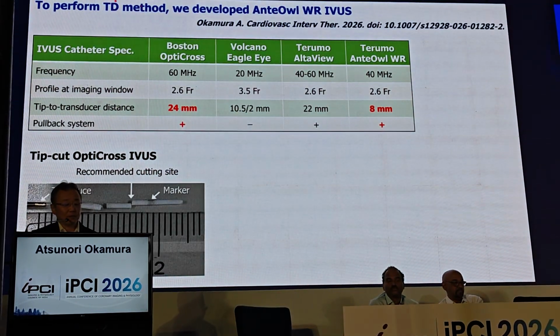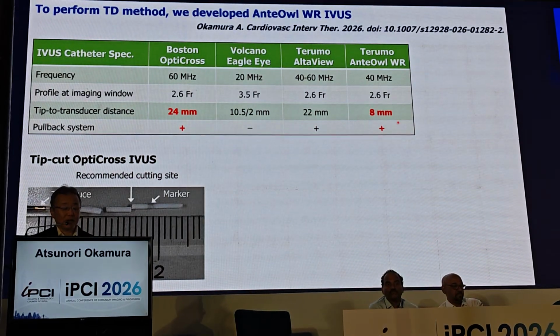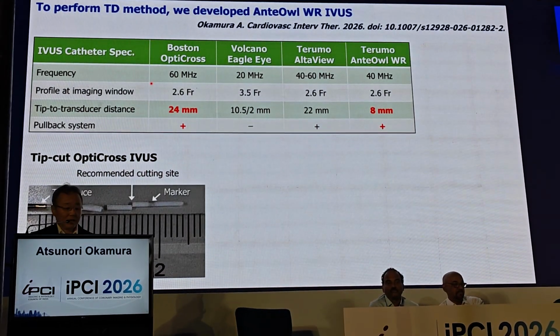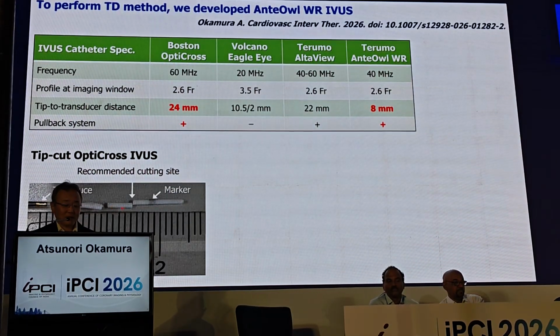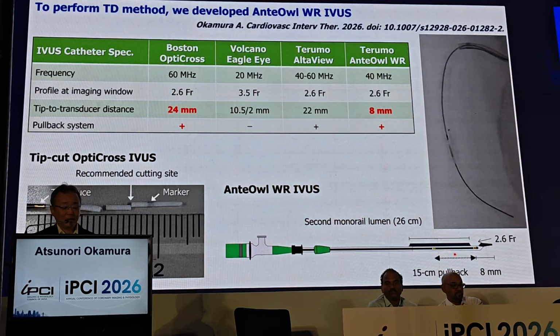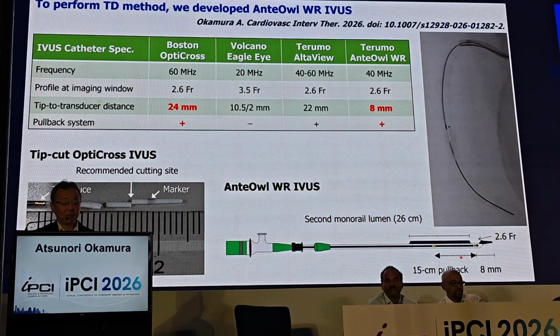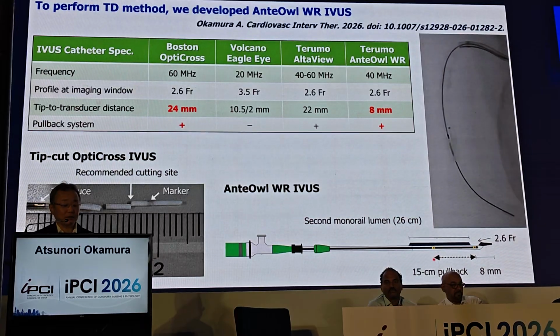So to perform the tip direction method, we have developed a short tip IVUS. But you only have optical IVUS, so sometimes you have to cut the tip of the optical IVUS like this one. And the IVUS second model has good pushability, a short tip, and a full product system. So this is for the CTO intervention.